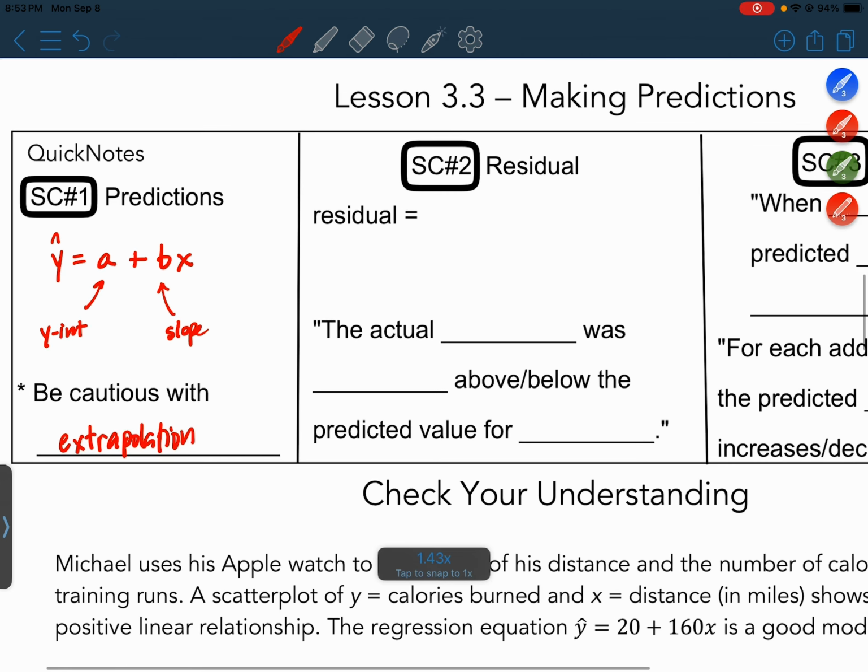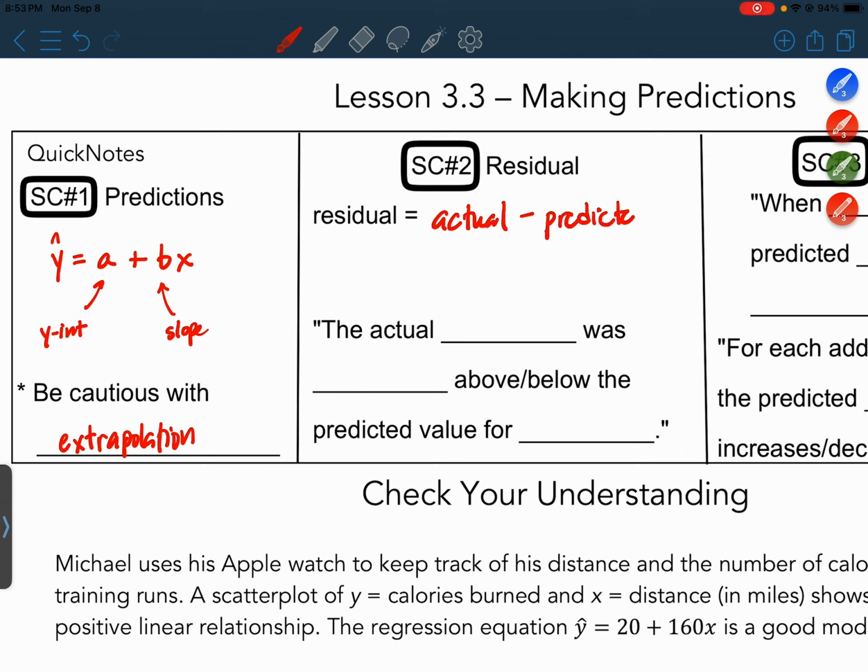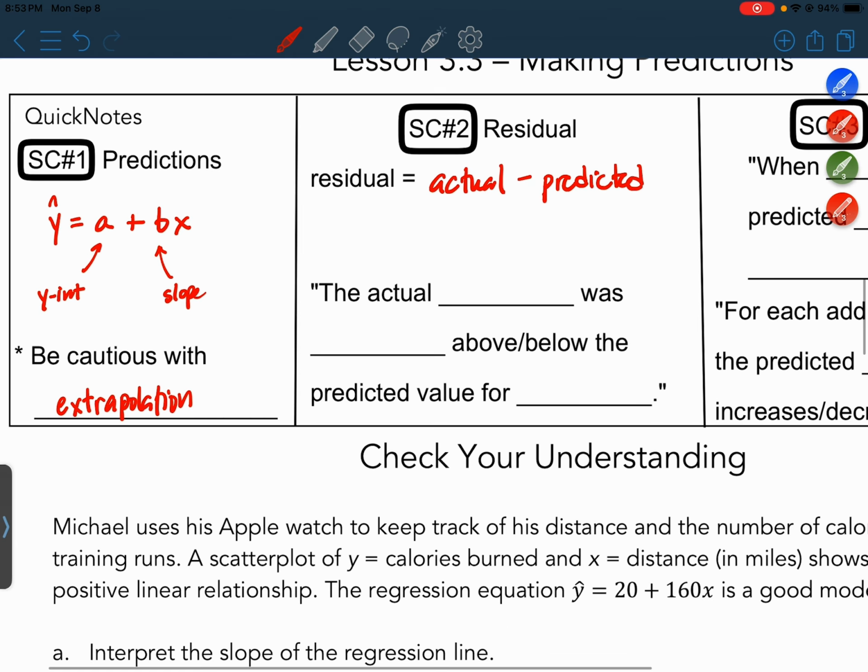Now, when we make predictions, we're prone to have errors, right? No prediction is perfect. So we want to be able to measure the error in our predictions. And that's what the residual does. It looks at the actual value minus the predicted value. If you want to just abbreviate these, you can use R, A, and P. Residual, actual minus predicted.